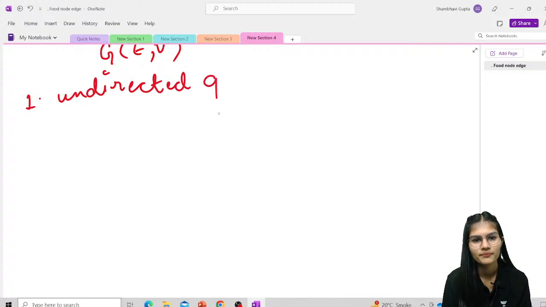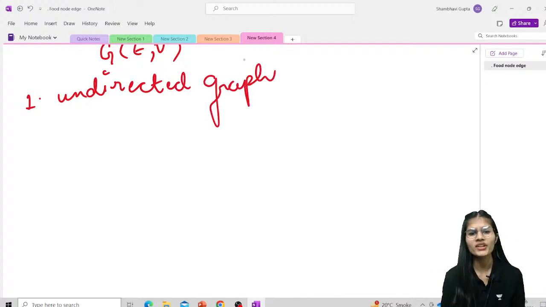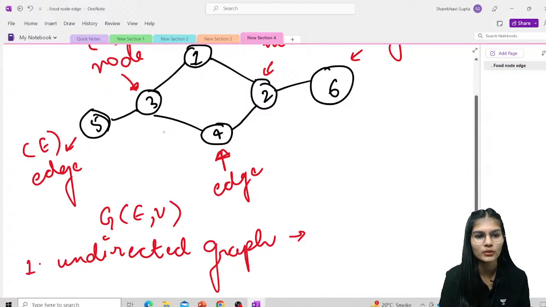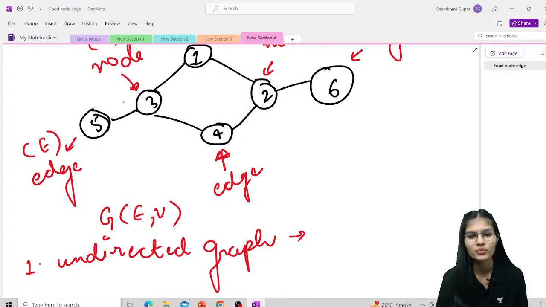Undirected graph. Now see, it doesn't have directions but is having the edges. Understand. An undirected graph is a type of graph in which the edges have no direction. Means, as I was telling you about these edges, they do not have any direction. They don't have any arrows indicating the direction of traversal.